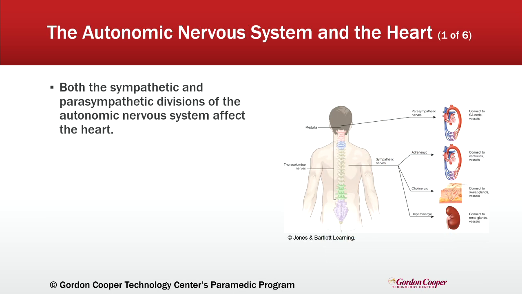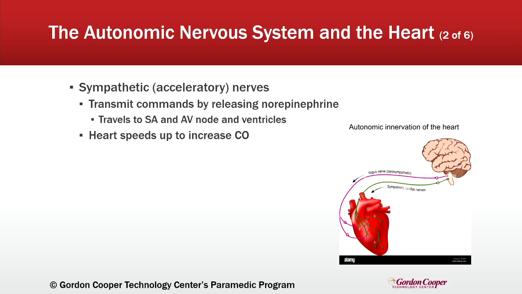So the autonomic nervous system and the heart. So we talked a little bit about it before. Let's continue on, get a little deeper. So effects on the heart by the sympathetic and parasympathetic divisions of the autonomic nervous system, that's what we're going to talk about. So let's take a little closer look at how the sympathetic nervous system acts as the heart's accelerator.